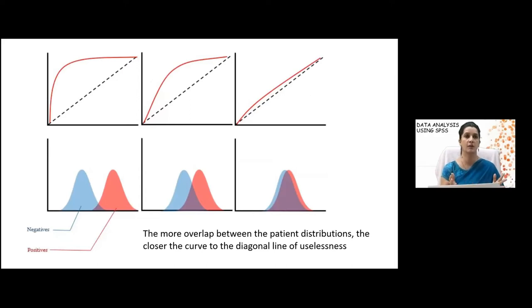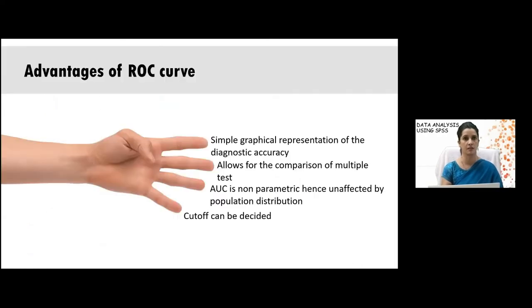And if you see the ROC curve, the more the overlap, the nearer the curve is to the diagonal line. We'll see later what we mean by this diagonal line. If there is more overlap, as you can see in the third one, the test line, the cutoff line, is coming closer to the diagonal line, and it has poor discrimination, because there is so much overlap that the test cannot differentiate between the person who has the disease and who doesn't have the disease.